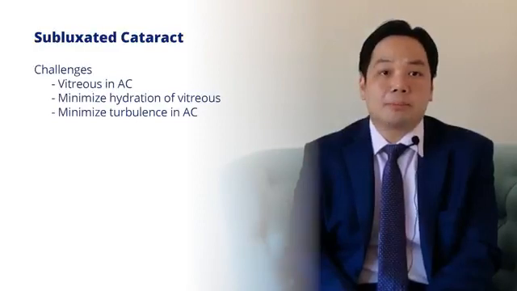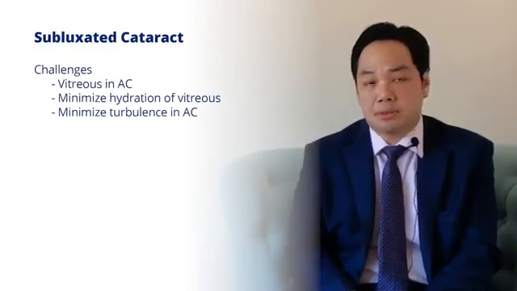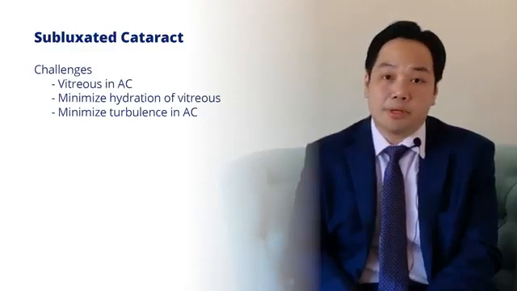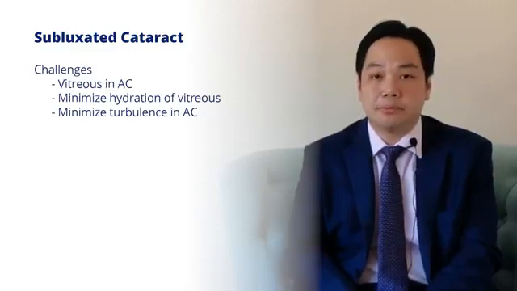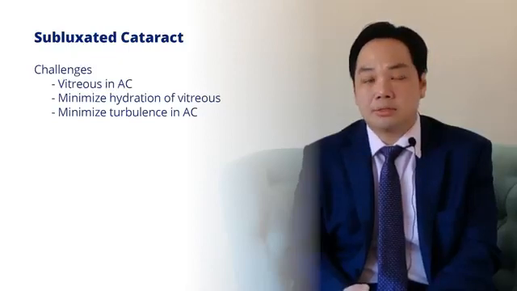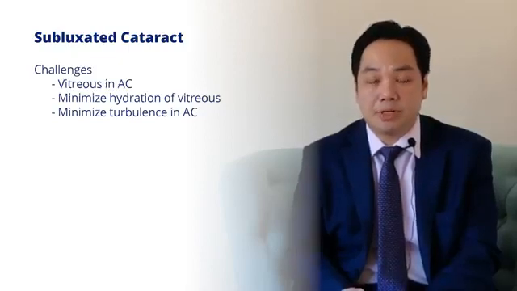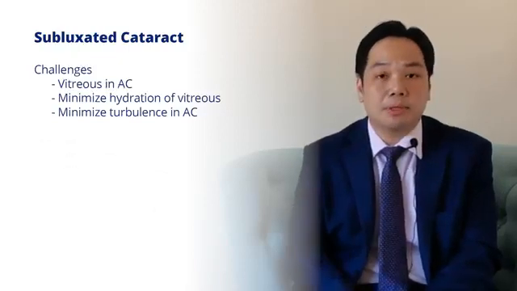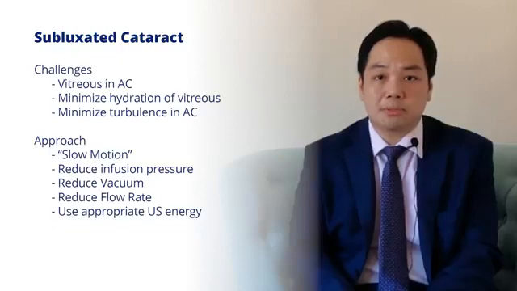Now finally, coming to subluxated cataracts, again, different challenges because you have areas of zonulysis, perhaps vitreous in the anterior chamber. Remember, you have to get rid of that first before you actually move on to the surgery. So you don't want to hydrate the vitreous. Again, you don't want fluid to go to the back of the eye, hydrate the vitreous and bring more vitreous forward. And you don't want turbulence in the anterior chamber. So again, the slow motion approach is important.